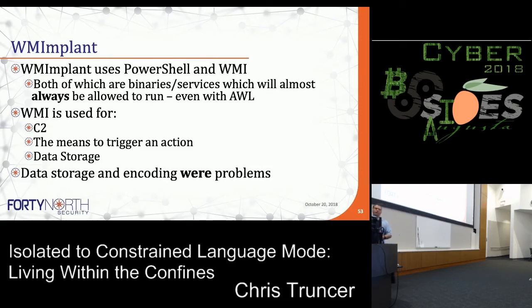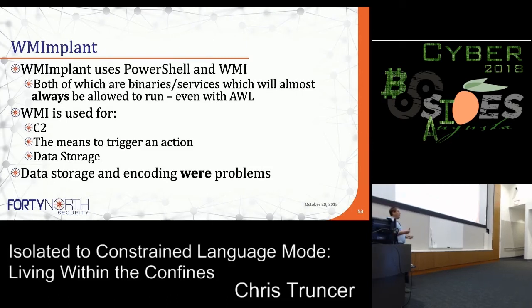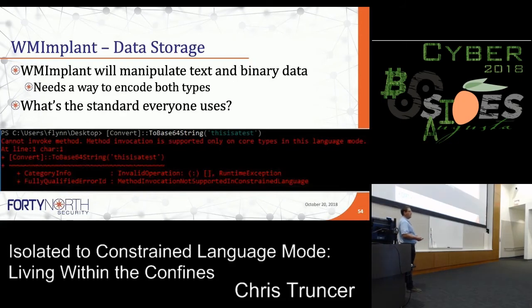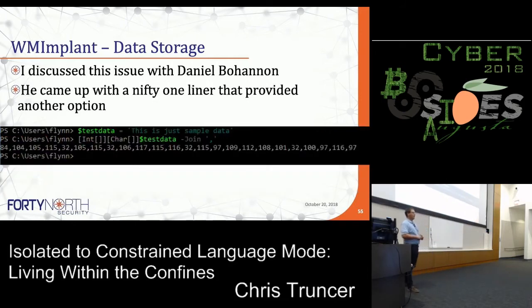Data storage and encoding were problems, but I was able to figure out how to make this work in constrained language mode. Like I mentioned earlier, one thing that we cannot do in constrained language mode is, unfortunately, convert to a base 64 string. If I want to download or upload a file, I can't generally deal with binary data. It has to be encoded in one format or another. So this just outright doesn't work. If I want to download a file, I can't convert it into a base 64 string.